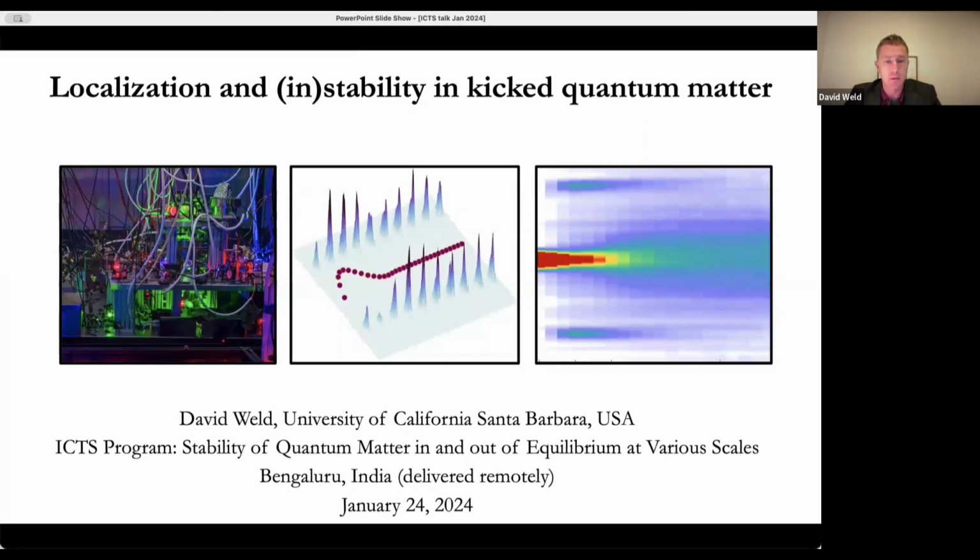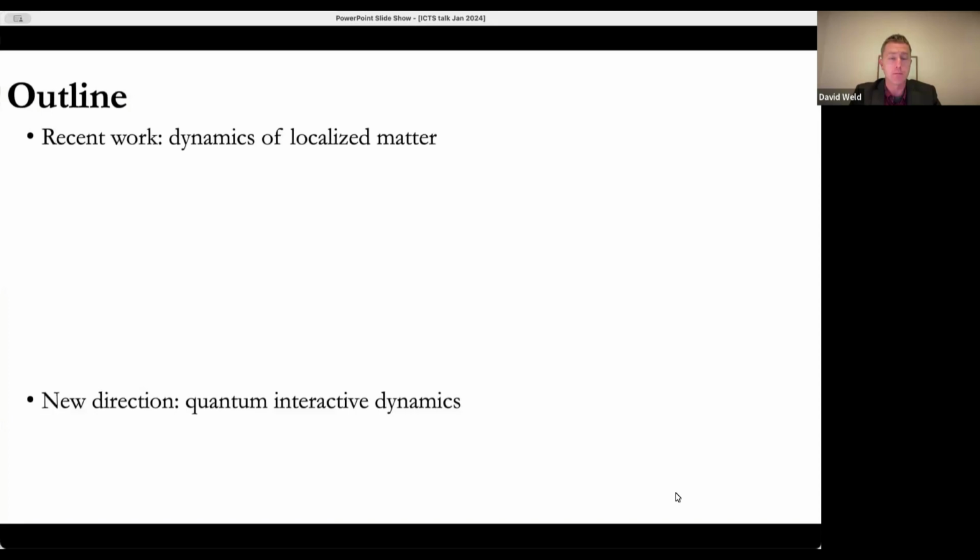So yeah, what I will talk about today, and I wish I was there to talk about it in person instead of on Zoom, is localization and instability in kicked quantum matter. And I want to give an outline for the talk and talk about how it fits into a recent sequence of experiments that we've been doing in my group at UC Santa Barbara.